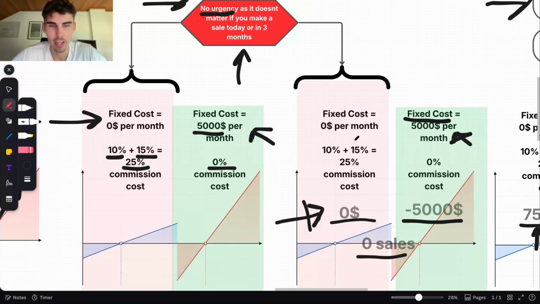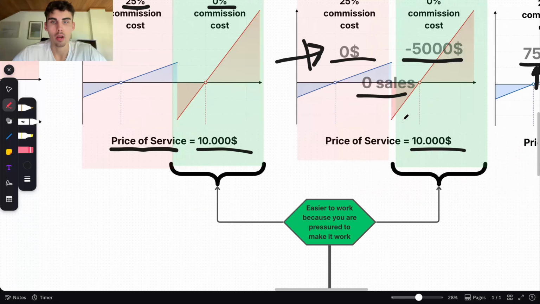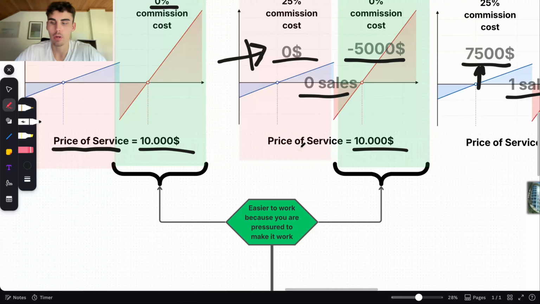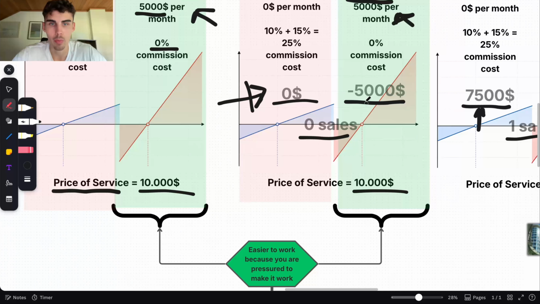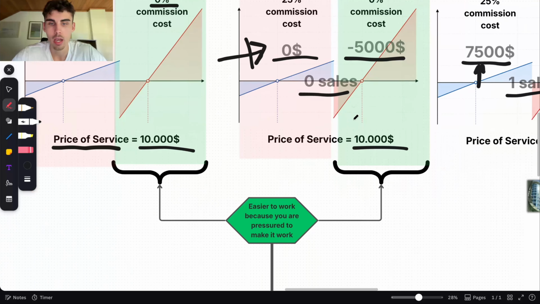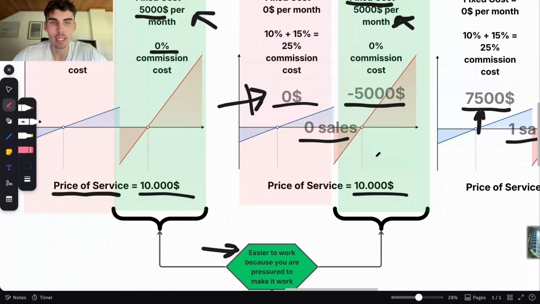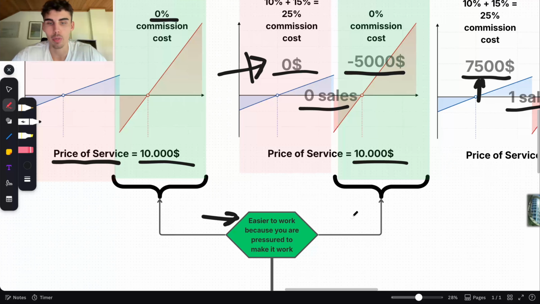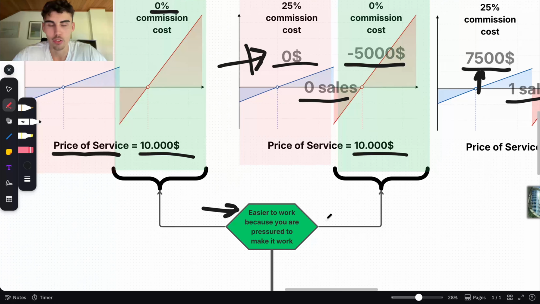So this business that's supposed to be high risk, high reward, well, what does this make for us? Because again, I want to stress this. Look at this through the lens of your business. It's all about you. So with this type of business, if you make no sales, so you lost 5 grand, what that does for you psychologically is going to make it easier for you to work, because you're pressured to make it work, because you know that if you let this go for 3 months, you're going to lose 15K, and then you're going to be out of money, you're going to be out of business.